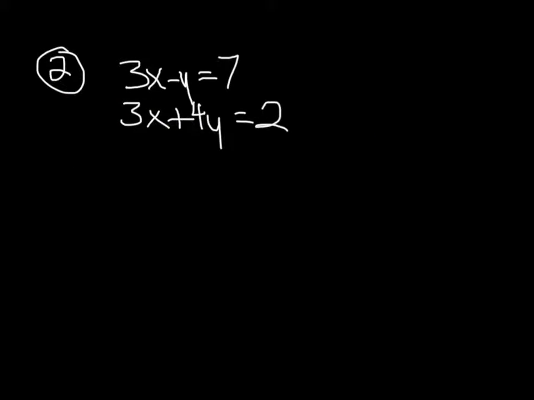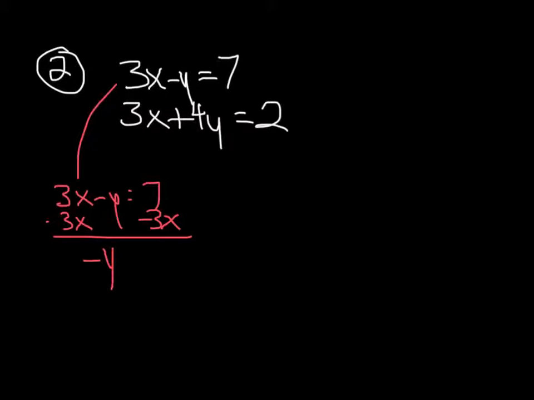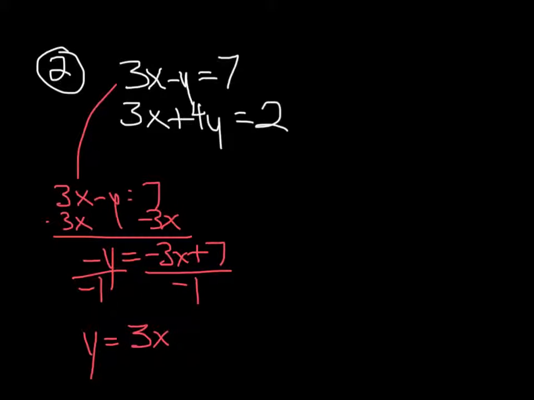Next up, 3x minus y equals 7, and 3x plus 4y equals 2. If we want to go ahead and solve both of these for y, 3x minus y equals 7. Subtract 3x from both sides. We got negative y equals, I'll put this negative 3x out front, plus 7. And divide by negative 1. So we got y equals negative 3 over 1 is just 3, 7 over negative 1 is negative 7.